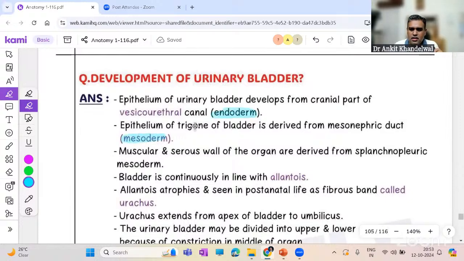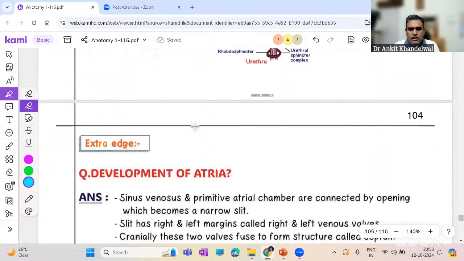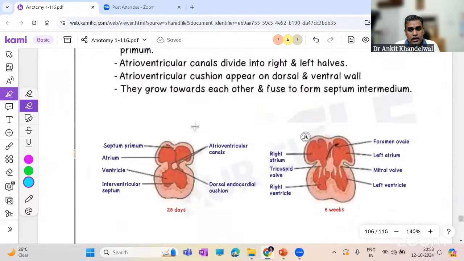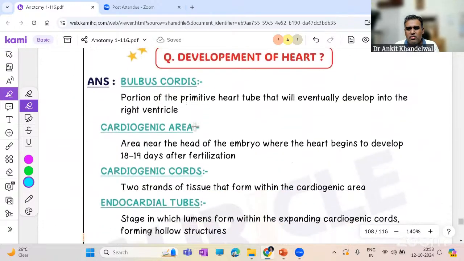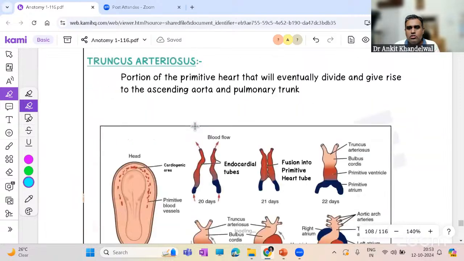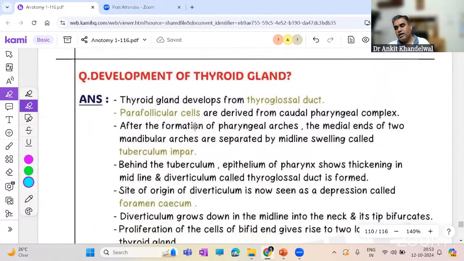Just remember this, and then again the diagrams will fetch you the problems over here. Now, heart development I won't be discussing over here, because we'll discuss it in the thorax part. It is actually a huge topic. It can't be discussed as a sub part. Okay, here comes the question: thyroid gland, guys.